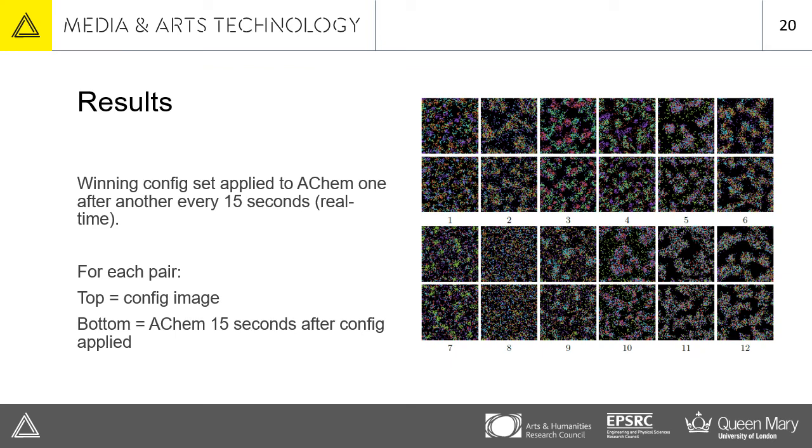To demonstrate that the artificial chemistry does indeed converge to the user-selected configuration, we selected each configuration in the winning set in sequence. Each time a configuration is selected, an image of the VJ tool chemistry was taken after 15 seconds before applying the next configuration. Each pair of images on the right contains the lattice image of the configuration on top and a screenshot of the VJ tool chemistry 15 seconds after the configuration is applied. As you can see, the VJ tool chemistry converges to a state very similar to the one shown in the lattice image for the configuration in question.